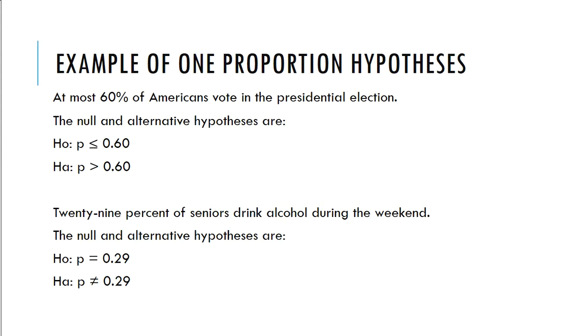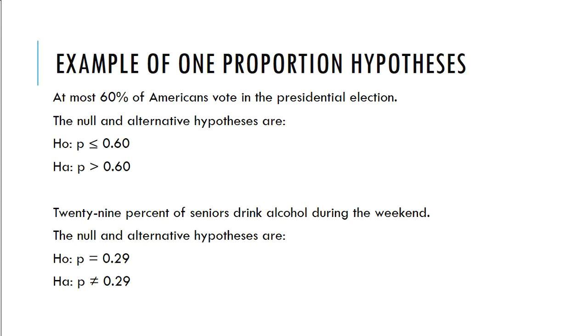At most, 60% of Americans vote in the presidential election. Okay, it didn't say anything about a mean, so I know this is a proportion because it has a percentage. So it's saying at most. What does that mean? That means at most is 60 and below. Because it's equal to 60, I have to put this in the null hypothesis. So I'm going to do p is less than or equal to, and I converted that percentage to a decimal, so it's p is less than or equal to 0.60. Then all I do in my alternative is put the opposite: p is greater than 0.60.